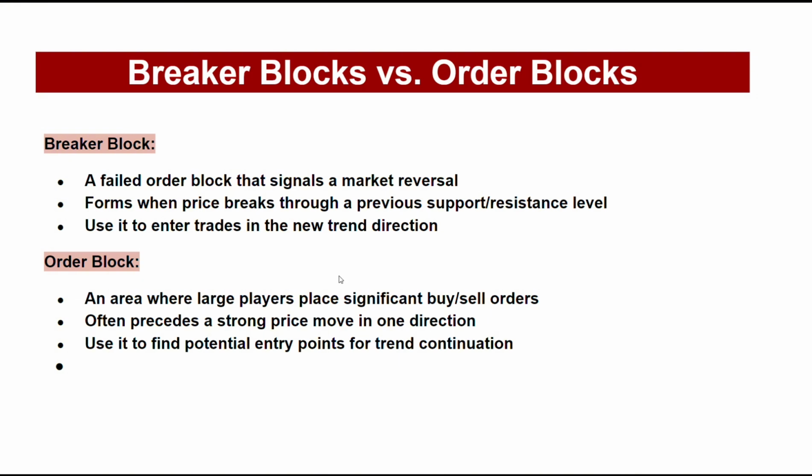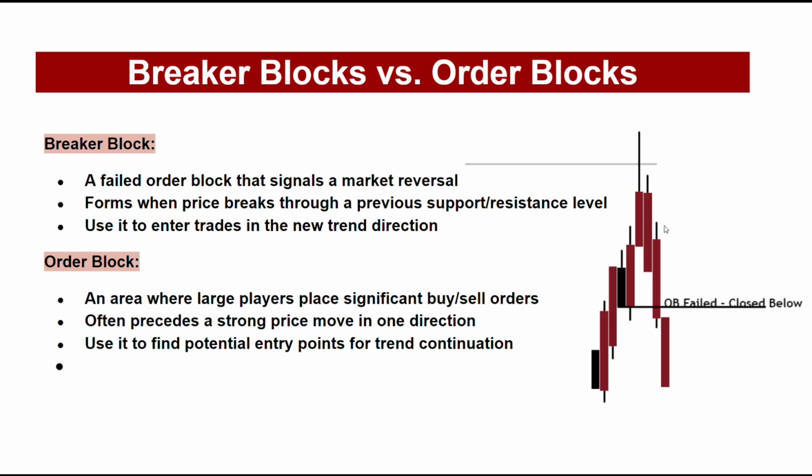So the main point between a breaker block and an order block is a breaker block is used for new trend direction trades. Order block is used for continuation trades. So these often precede a strong price movement in one direction, right? So we're getting price movements in one direction, and we're going to continue those, so we're trend following. And this is what it looks like.